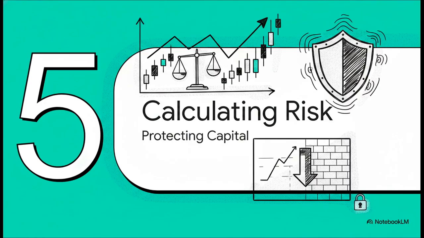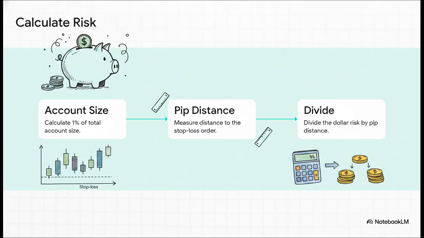All right, Section 5, Calculating Trade Risk, Protecting Your Capital with Strict Mathematical Rules. We are now shifting gears from chart analysis to the overarching safety net of risk management, because let's be real, without this, your chart reading skills are virtually useless. The absolute secret to longevity in the markets is protecting your capital with strict, unbreakable mathematical rules.